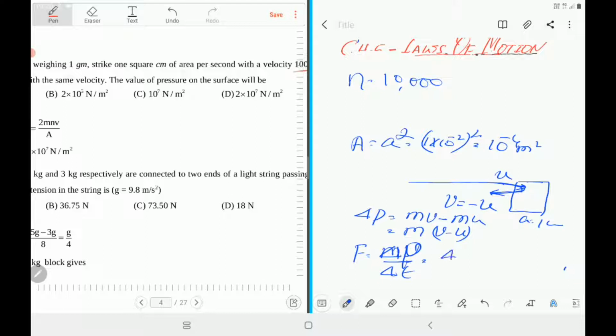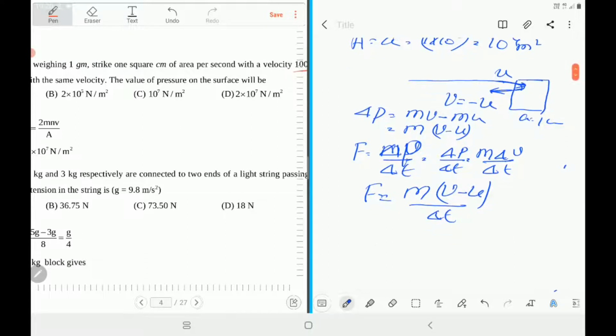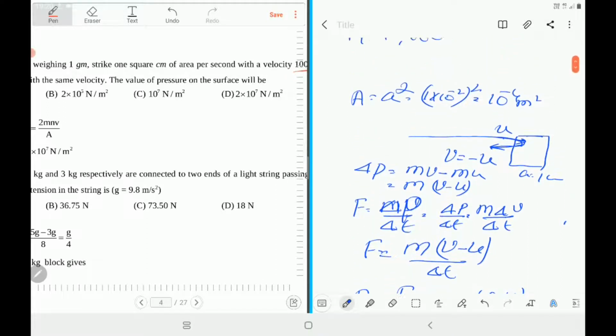So, delta P is mass times delta V, divided by delta T. What is delta V here? Delta V is change in velocity. It is mass times change in velocity, that is final velocity minus initial velocity, divided by the corresponding time. From this, what do you do? Pressure. What is pressure? Force by area. So you can write 1 by area times force, m(v minus u) divided by delta T. That's it. Very simple.